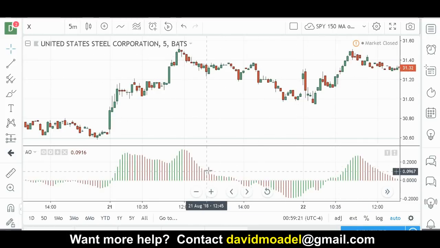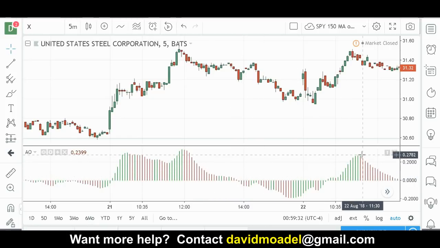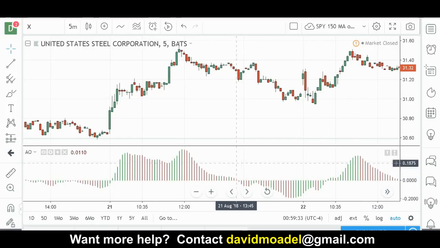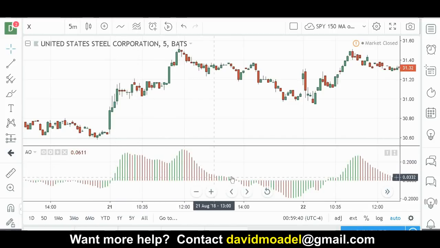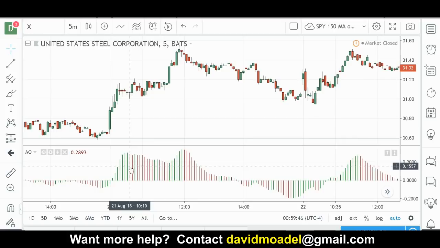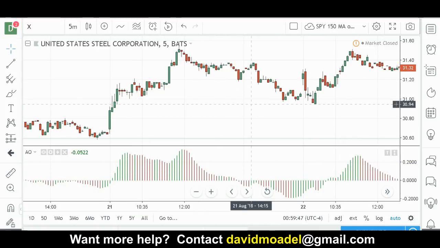And then you could possibly sell or even go short when it dips below the 0 line. Shorting is a risky proposition. I'm not going to recommend that for beginners. But anyway, it could be a possible buy and sell signal based on momentum. Not so much overbought and oversold, although I'm sure there's an application for that as well. All right, so those are the basics with the awesome oscillator.